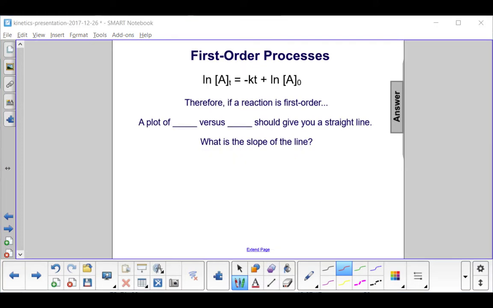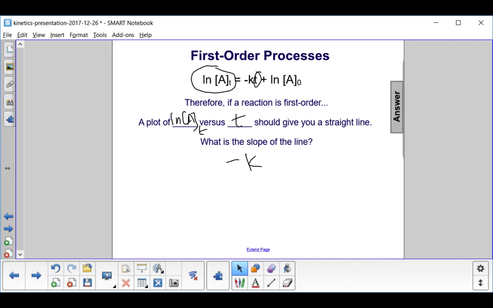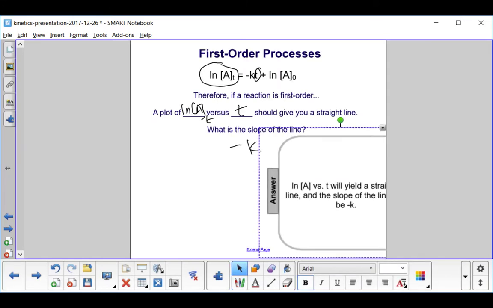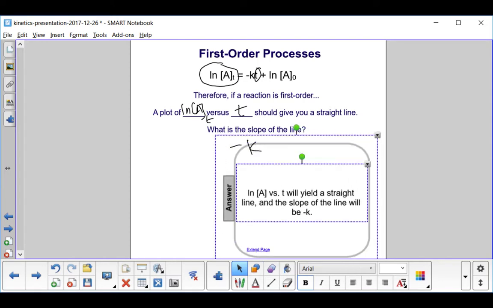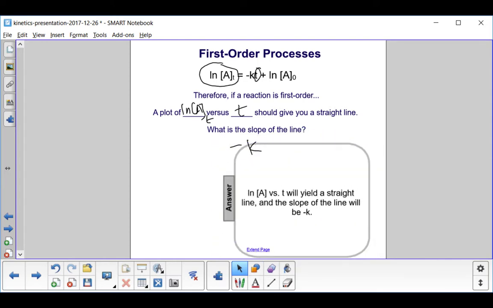So that means that for a first order reaction, how can we plot data to get a straight line? Well, we can plot on the y-axis the natural log of A at time t, and plot time on the x-axis. And again, what is the slope of the line? The slope is minus k. Natural log of A versus t will yield a straight line, and the slope of the line will be minus k.